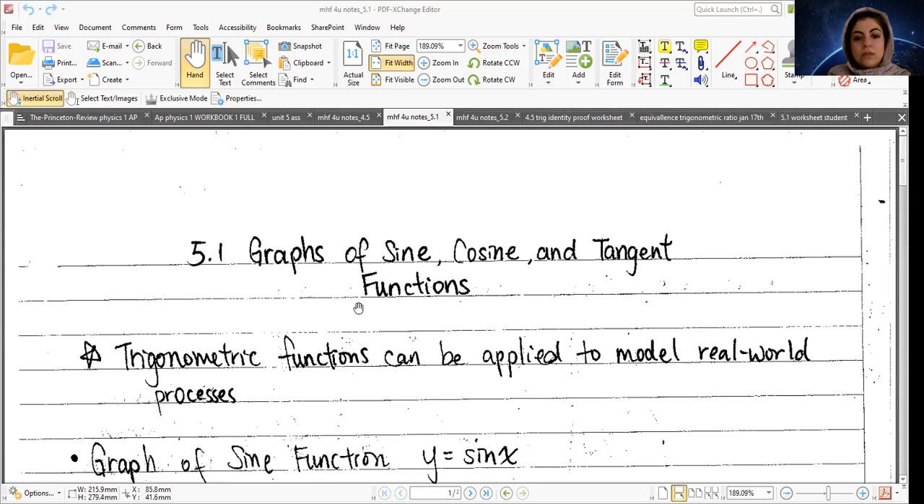So 5.1, graph of sine and cosine and tangent. These are trigonometric ratios. Let me just bring another page, new share.